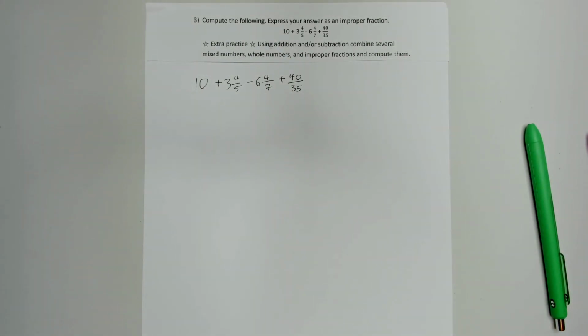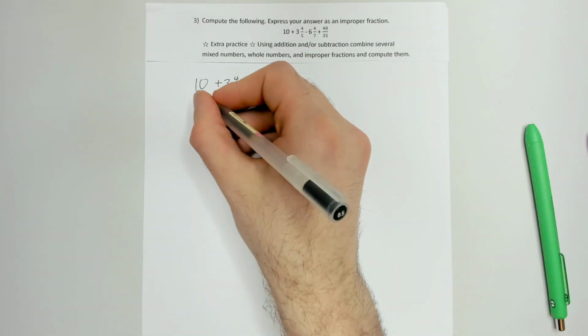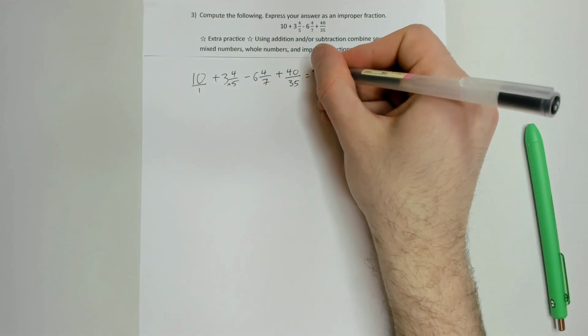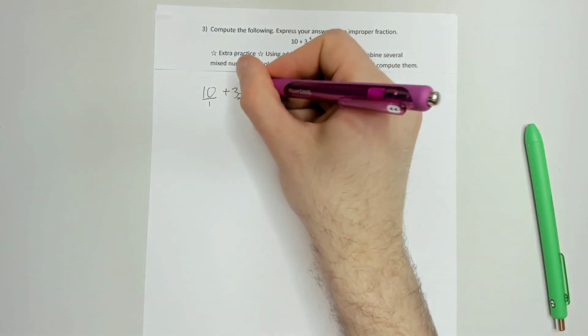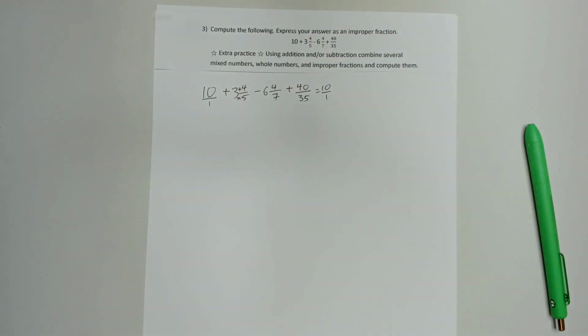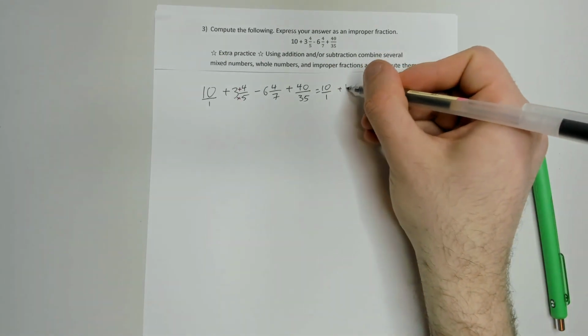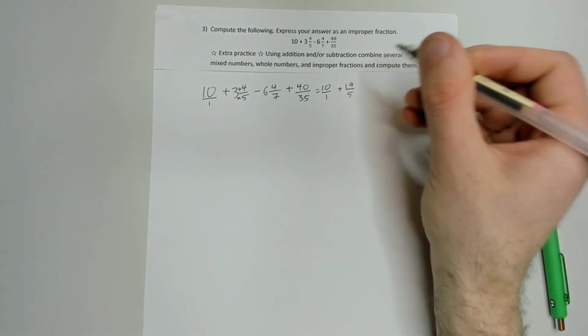But ultimately, we are probably going to want to put them all in terms of improper fractions so that we can find a common denominator and easily combine them. So to do that, first of all, we got to write 10 as just 10 over 1. So we'll have 10 over 1. And then 3 and 4/5, we can do 3 times 5, which is 15, add the 4, which is 19. So we get 19 over 5.